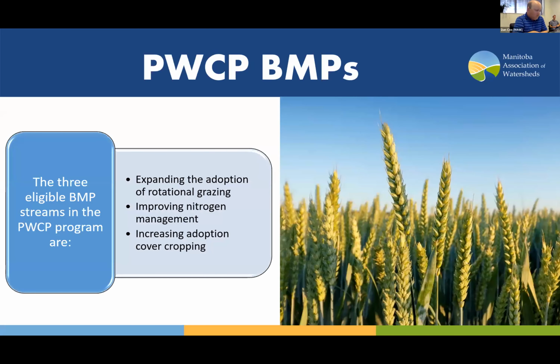I think many of you on the line are aware of the Prairie Watershed Climate Program, but the 3 BMPs that are the main focus of the Prairie Watershed Climate Program are rotational grazing, nitrogen management, and cover cropping. And the PWCP webinar speaker series over the next number of months is intended to touch on all of those topics, starting with today's topic on nitrogen management with our speaker.